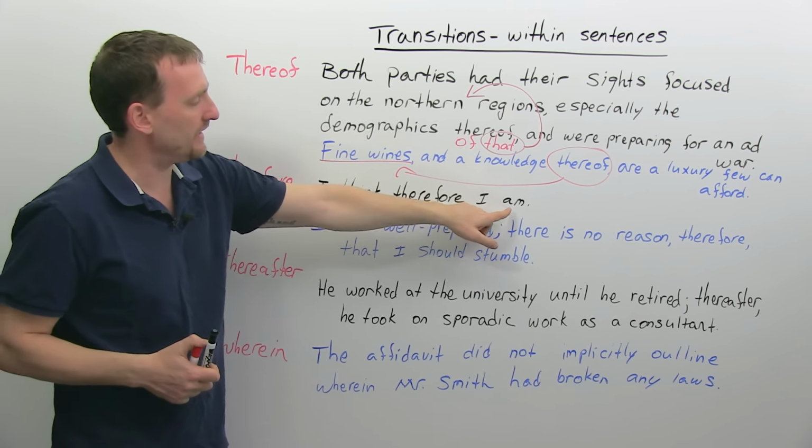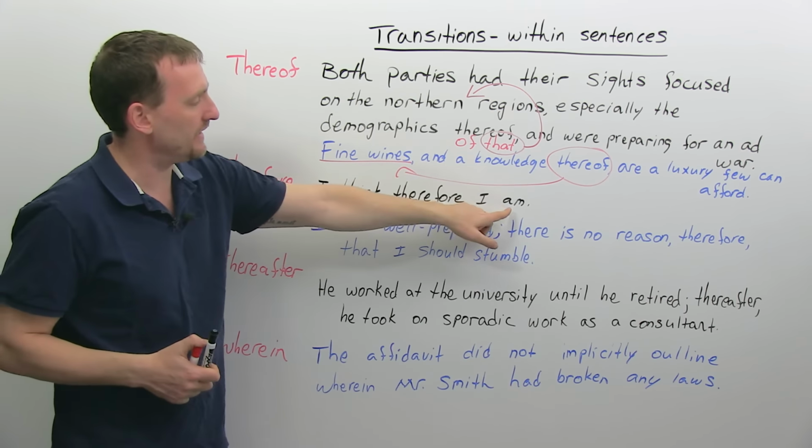Okay? Thereafter. This is very straightforward, means after that, a very specific situation or event. He worked at the university until he retired. And again, I'm starting a new sentence, but I'm using it like a conjunction, a semicolon. Thereafter means after he retired, he took on sporadic work as a consultant. Means sometimes here and there he worked. So after that, after he retired.